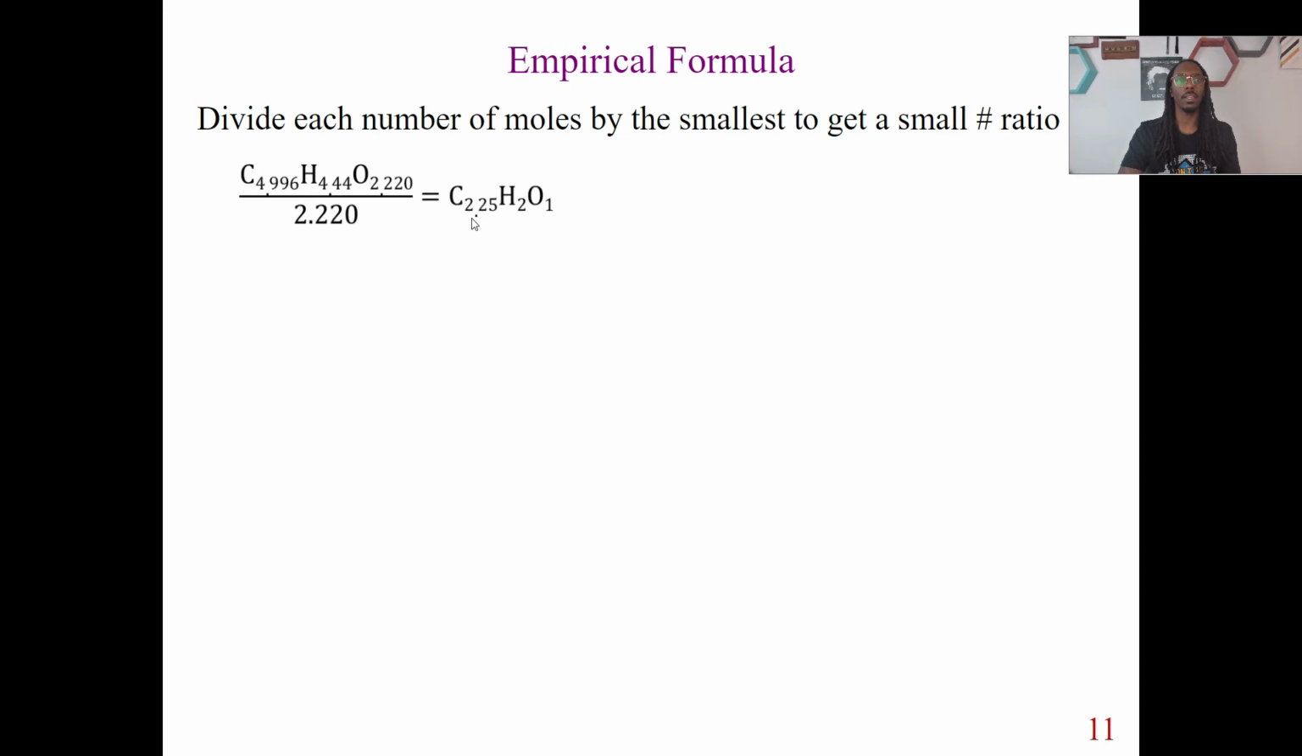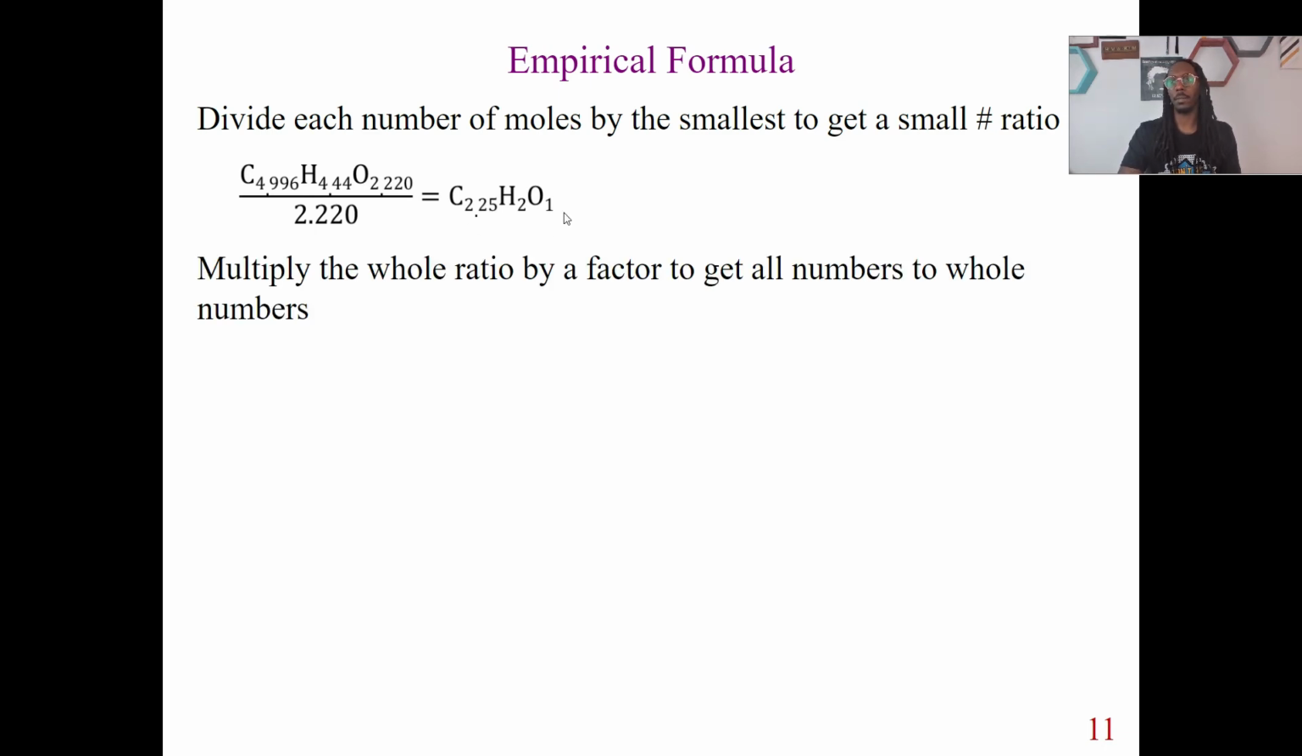All right, so that's going to be 2.25. I put it here because this is ultimately what the formula will be for my carbon. Next is hydrogen, so I'm going to do 4.4 divided by 2.2. That's going to be 2 for hydrogen, and then of course oxygen, 2.2 divided by 2.2. That's going to be 1. Anything divided by itself is 1. So now we've just determined the smallest number ratio. Usually this will be it.